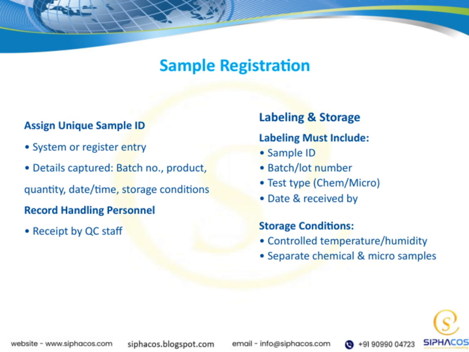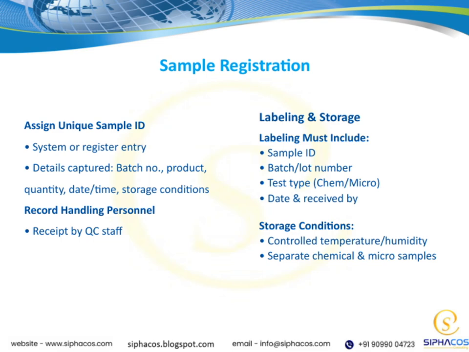When it comes to storage conditions, maintaining controlled temperature and humidity is essential to preserve the sample's integrity. Also, chemical and microbial samples should be stored separately to prevent cross-contamination and ensure safety.